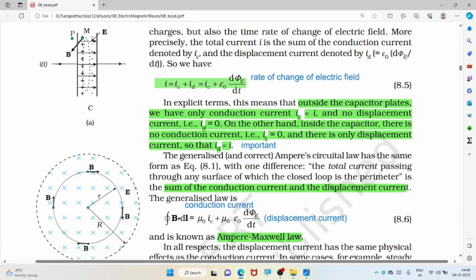So the total current equals conduction current plus displacement current. This is the displacement current and this is the conduction current. So the displacement current is related to the rate of change of the electric flux, phi E. That is the rate of change of electric field.